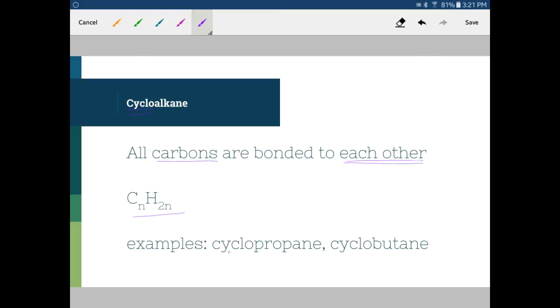meaning that if we have 3 carbons, we would have 6 hydrogens. So let's just take a look at that. If we look at cyclopropane, it would be 1, 2, 3 carbons, and they are all bonded to each other. Now, because each carbon likes to have 4 bonds, we would fill in each of these to have 2 hydrogens present. If I was to write my condensed structural formula, I would have CH2, CH2, and CH2 all bonded into each other.